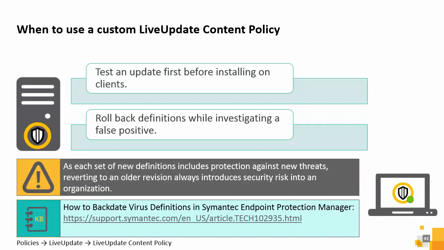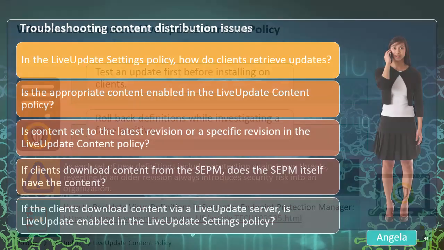Use a live update content policy to test an update first before installing the update on clients. To test the update, you assign the live update content policy to a small group of client computers, a test group. You can also circumvent a confirmed false positive with a live update content policy, although setting an exclusion or waiting for a rapid release definition is the best approach. For more information on this topic, see the KB article listed on the slide.